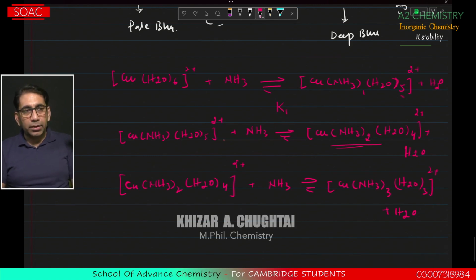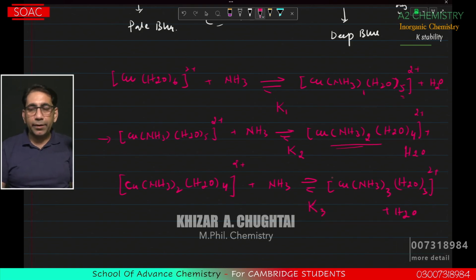For the second equation, the equilibrium constant is called K2. The stability constant, or Kc, for the second reaction is K2. The K stability, or Kc, for the third reaction is, let's suppose, known as K3.